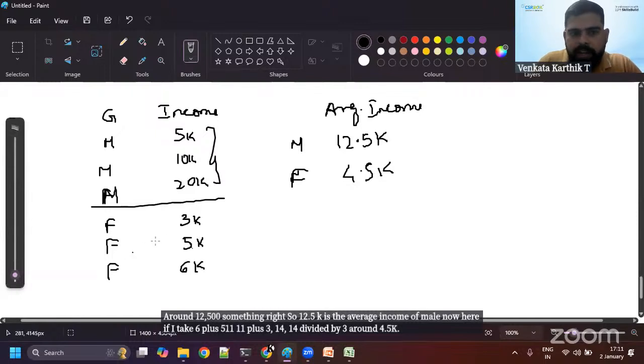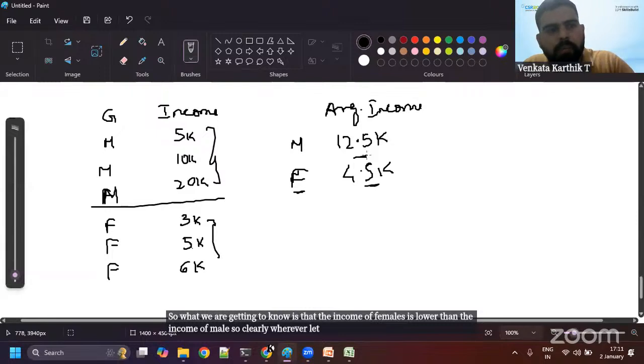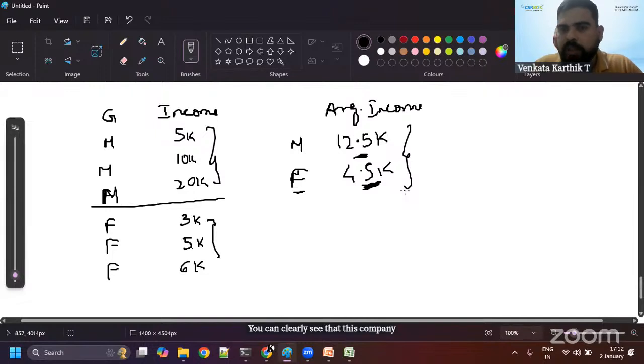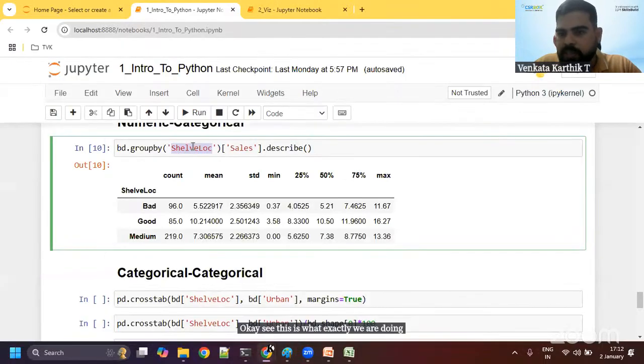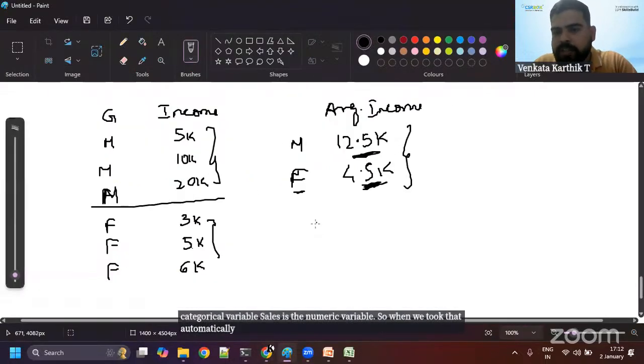So what we are getting to know is that the income of females is lower than the income of males. Let's say this is data you have collected from some organization and you are analyzing it by gender. You can clearly see that this company is being very partial. They are not paying proper salaries to the females because their salaries are comparatively lower than males. This is exactly what we are doing over here. Shelf block is the categorical variable, sales is the numeric variable. When we took that, the code automatically did the same thing we did over here.